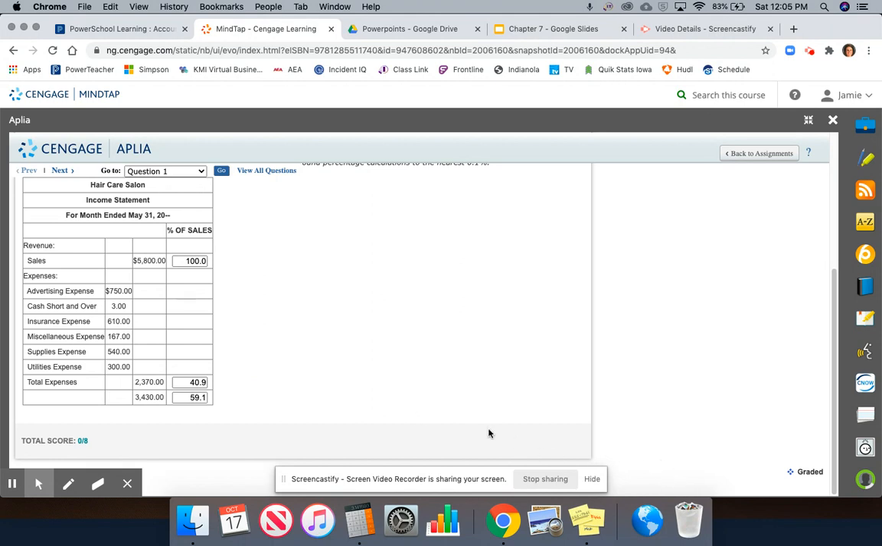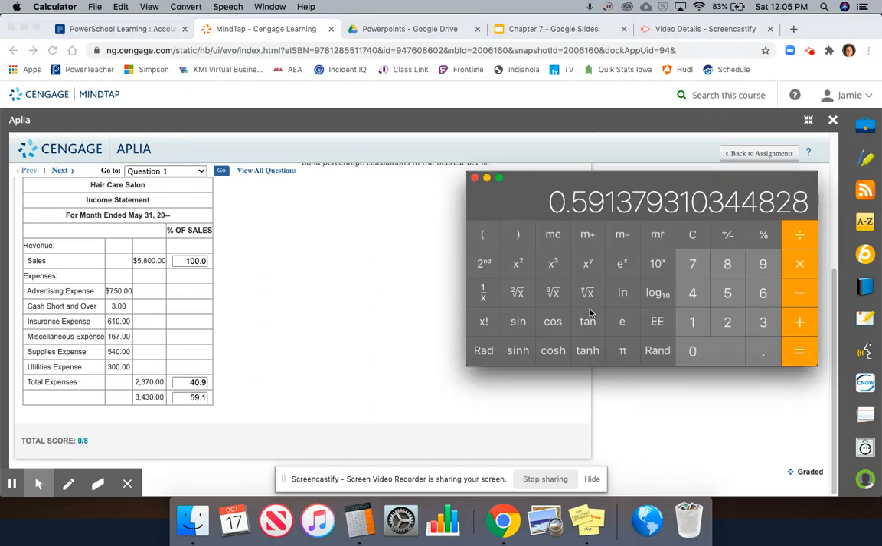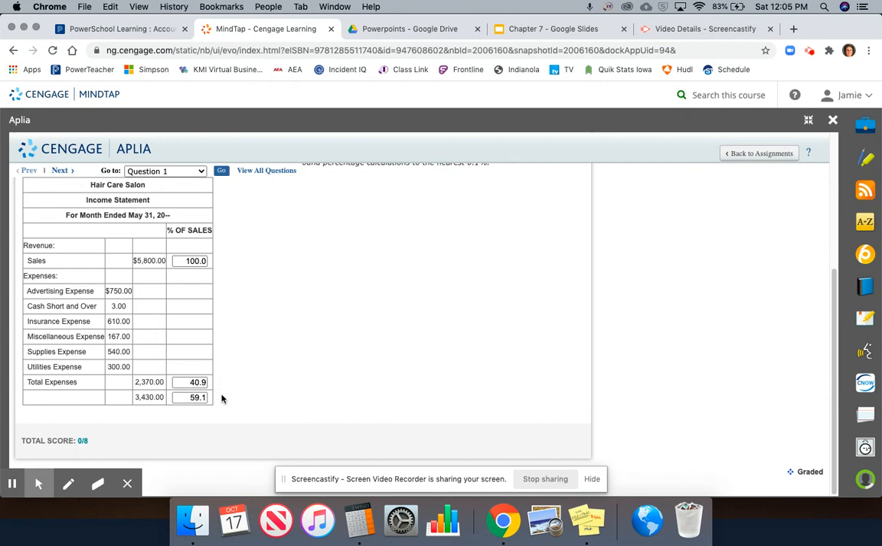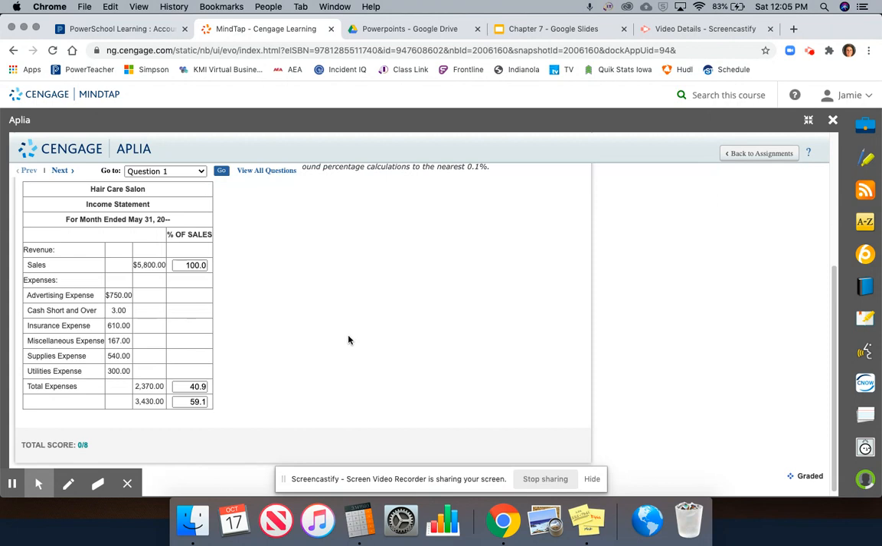Here is a double check to make sure that your math and your rounding is correct. Add 40.9 plus 59.1, and we're left with 100. These two ratios at the bottom should always add up to 100. So that is 7-1 work together, a lot of tasks, ultimately ending with our vertical analysis.